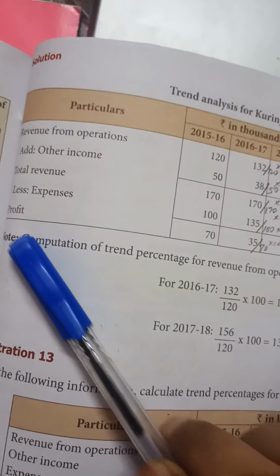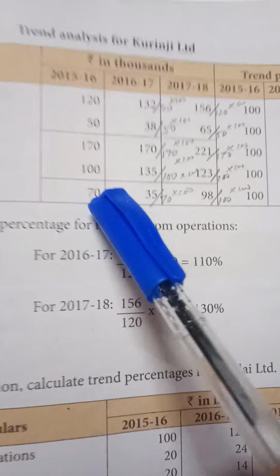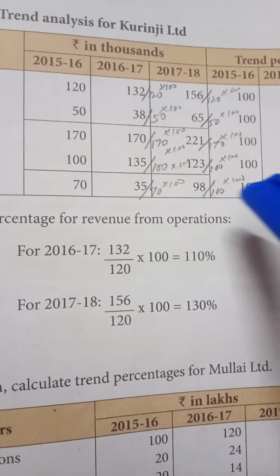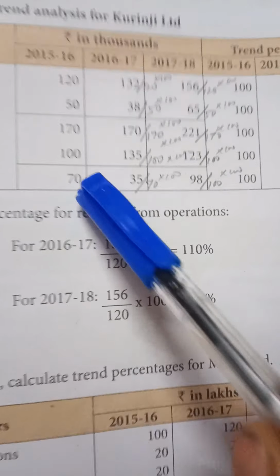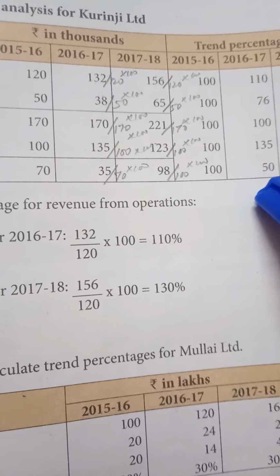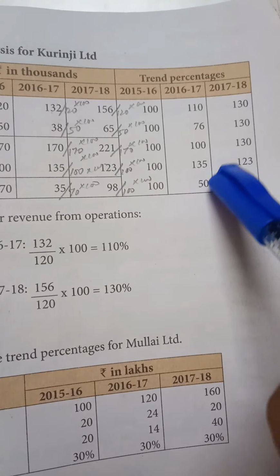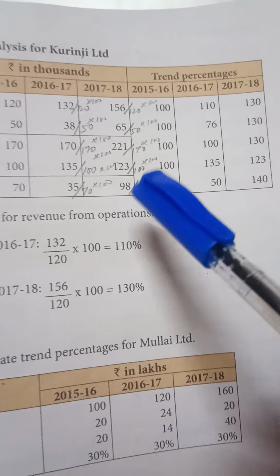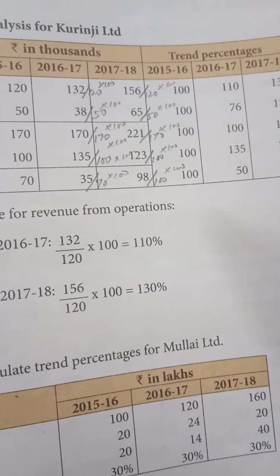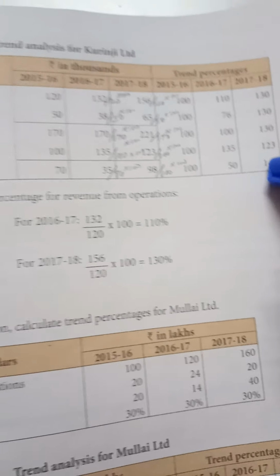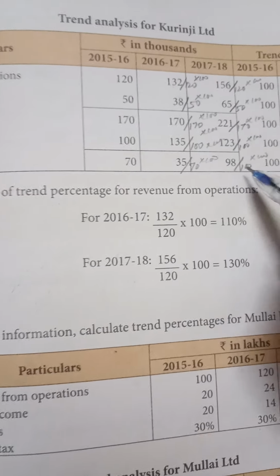After that you got your profit before tax, that is 70. So this is our 100. This is our base year. So we are calculating this as 100. Now 35 divided by 70 into 100, you get 50 percent. 98 divided by 70 into 100, you get 140. So 35 divided by 70, 98 divided by 70 into 100, you get 140. This is how you need to calculate the trend percentages.